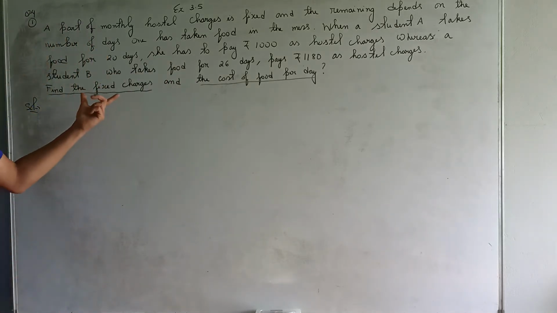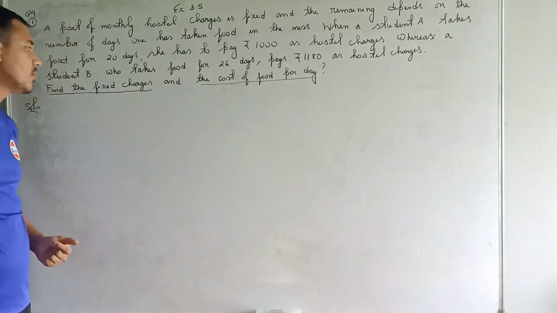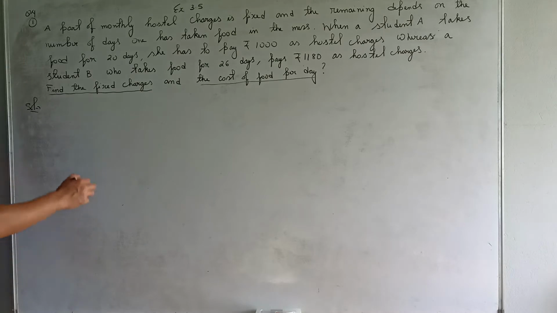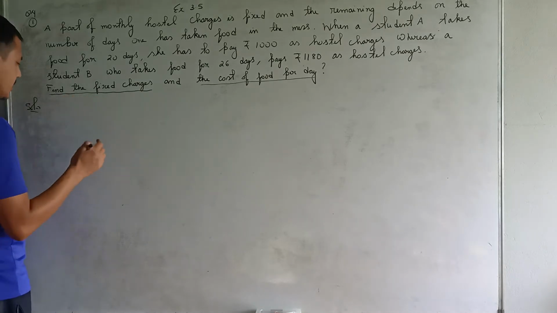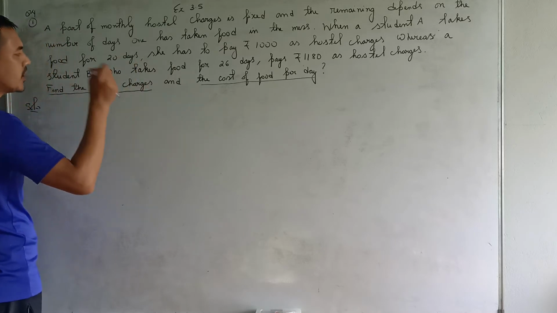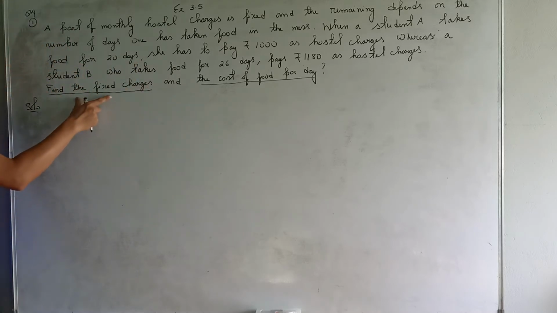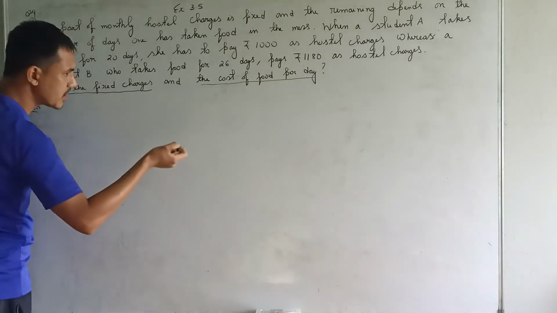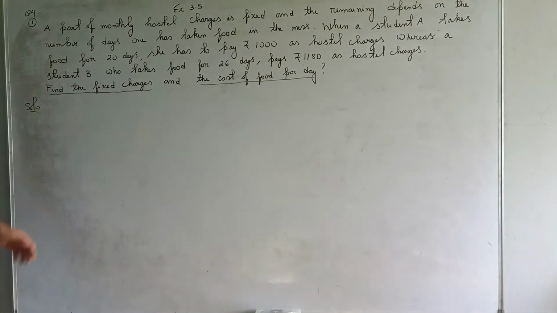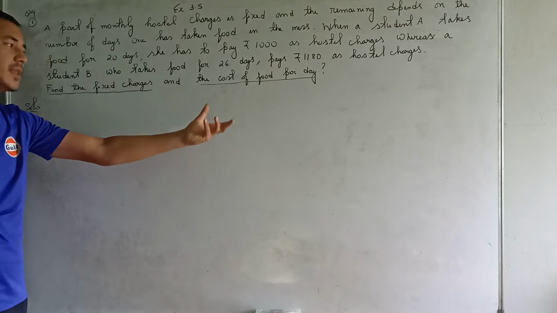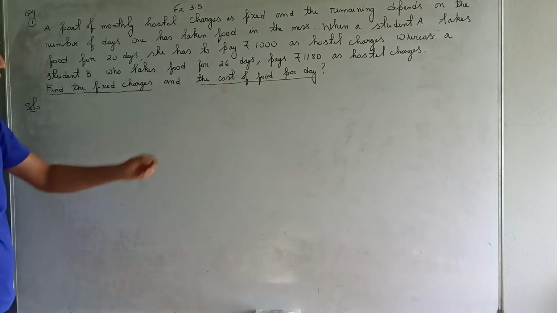Okay, so we need to find out two different things. We can always represent them by x and y. So find the fixed charge. As you go to the hostel, you need to pay a fixed charge. So we can take the fixed charge to be x. And you have to pay an additional charge, that is the cost of food per day. Depending on the number of days you take food, you have to pay the additional charge. Is it okay?